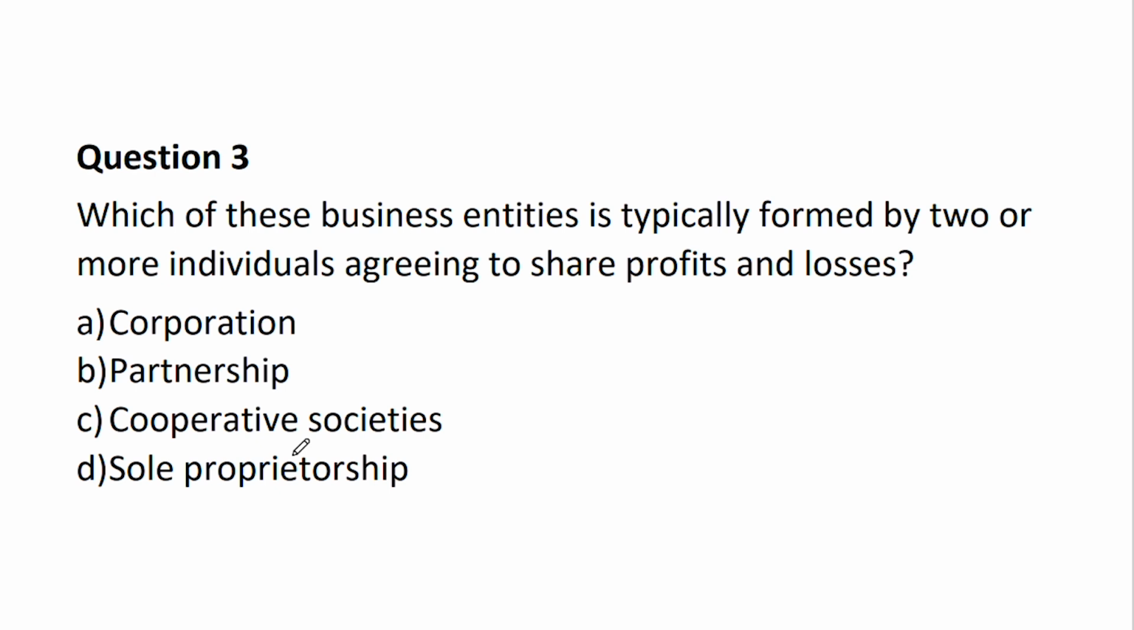Which of these business entities is typically formed by 2 or more individuals agreeing to share profits and losses? Obviously, that's a partnership, right? So you're just looking for a partnership, and the answer to that is a partnership. Right. Because what happens in a partnership? You don't just share profit, you also share losses. You're thinking, what about a corporation? Well, in a corporation, people don't share losses, right?